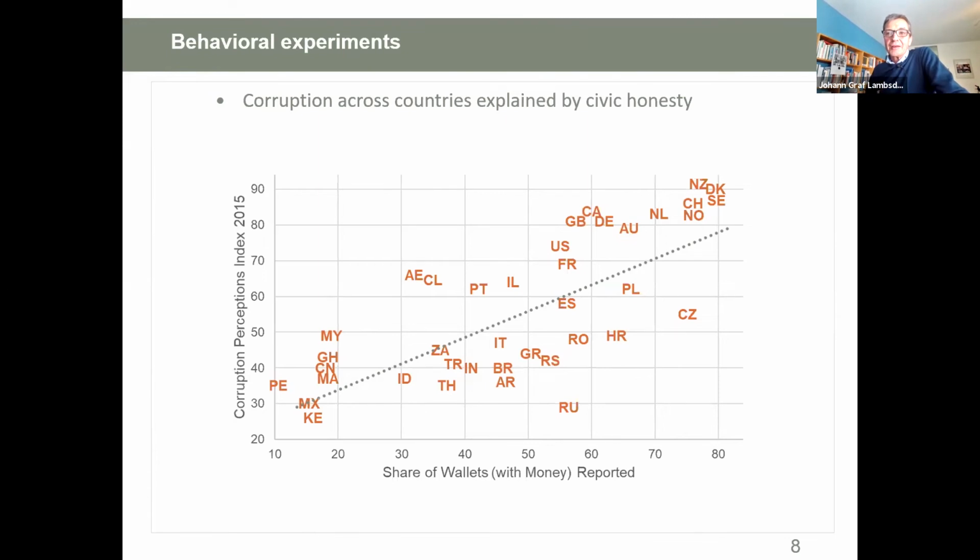Now there is one finding important for Argentina. Argentina, this is where you are here. Perceived to be highly affected by corruption, for sure, with many problems related to corruption. However, ordinary citizens have a high level of intrinsic honesty because almost 50% of the lost wallets were reported. So you do find a remarkable level of intrinsic honesty in Argentina.